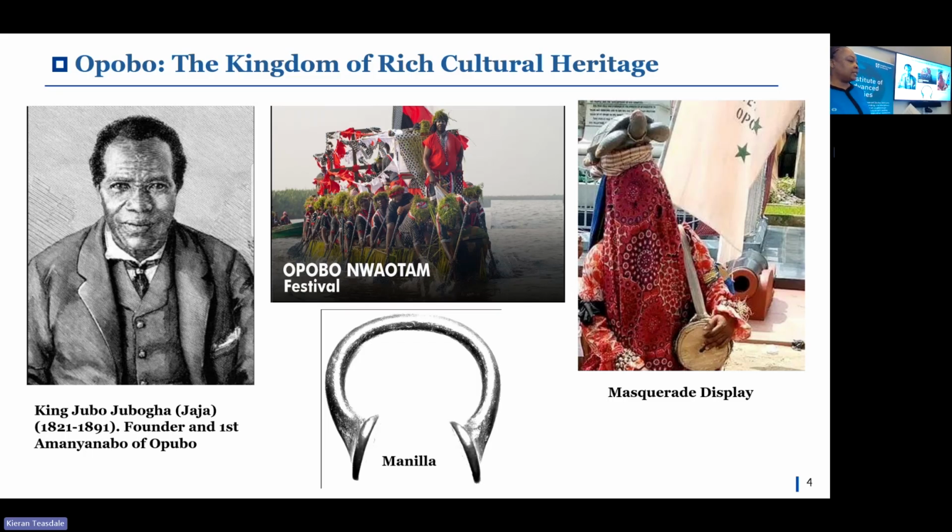The kingdom was founded in the 19th century by King Juboga, widely known as King Jaja of Opobo, a prominent merchant leader who established Opobo as a major trading center following his departure from the neighboring kingdom of Bonny. Under King Jaja's leadership, Opobo developed a sophisticated political and economic system centered on institutions known as war canoe houses.